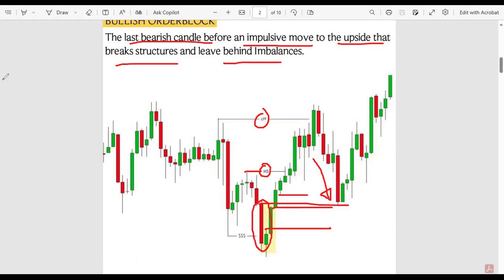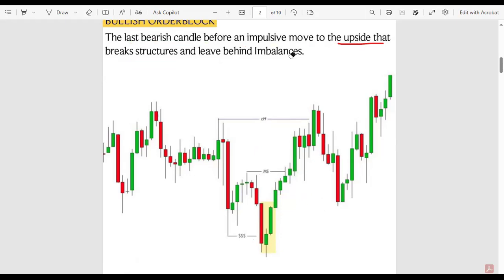So that's how simple it is when it comes to marking order blocks, very simple. You just need to be careful when you are learning about order blocks. Let me draw it for you here. You can see this is our order block, the last bearish candle before an impulsive move to the upside that leaves behind imbalances and creates breakout structure, which here is in the form of a market structure shift because we were changing the direction of the market from selling into buying.